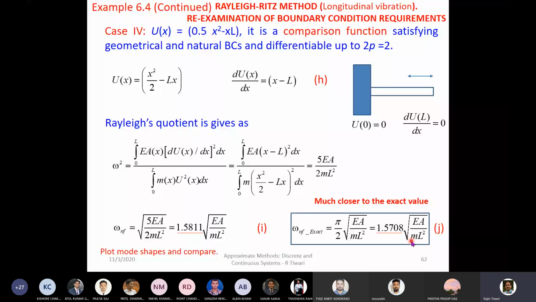And of course, if we take the eigenfunction itself, then we'll get the same value for both. But the eigenfunction for this case is simple; for a more complicated case, as we'll see in the subsequent example, we cannot have the eigenfunction, and even the comparison function choice will be difficult. But this was a simple cantilever case, so we could choose this relatively easily. So this was one of the examples.